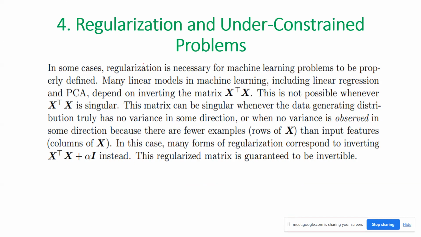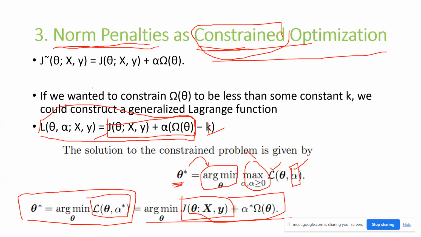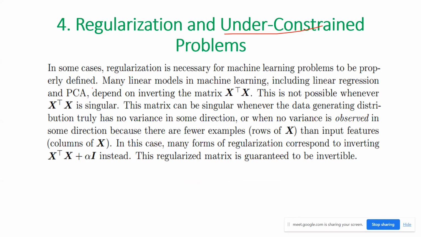Another regularization mechanism is the under-constrained problem. So this is constrained optimization. Another one is under-constrained optimization. Under-constrained optimization is nothing but, we are going to implement it using a matrix. Okay. In some cases regularization is necessary for machine learning models. You know why regularization is necessary. Optimization is necessary. Controlling the model is necessary.